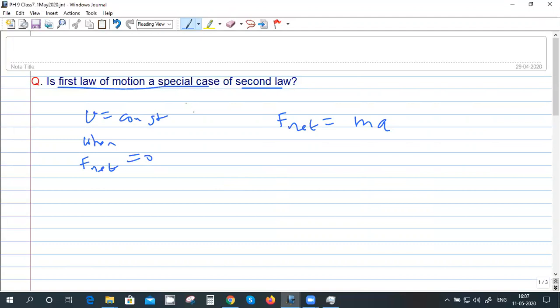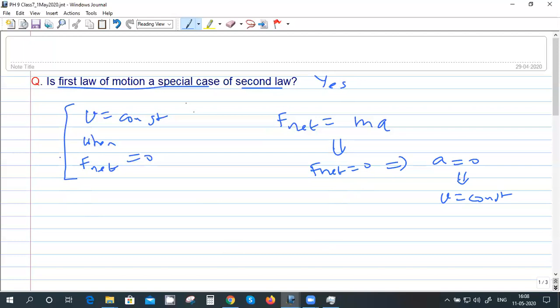So is the first law a special case of the second law? Yes, because acceleration is change in velocity by change in time, and there's no change in velocity in the first one. In the second law, if you put F net equal to 0, that implies that acceleration is 0. And acceleration 0 means velocity is constant. This is what the first law says. So the first law is a special case of the second law. The answer is yes.